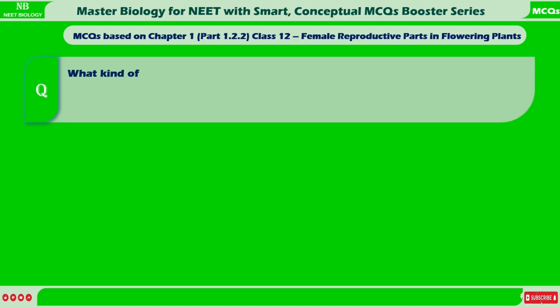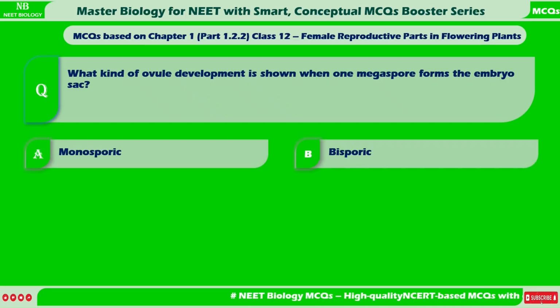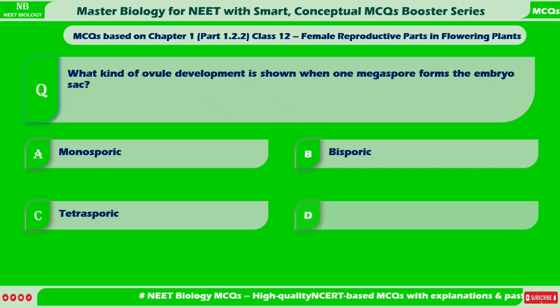What kind of ovule development is shown when one megaspore forms the embryo sac? A. Monosporic. B. Bisporic. C. Tetrasporic. D. Polysporogenic.